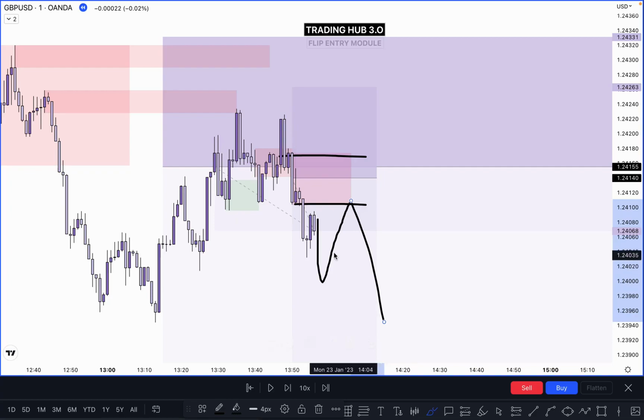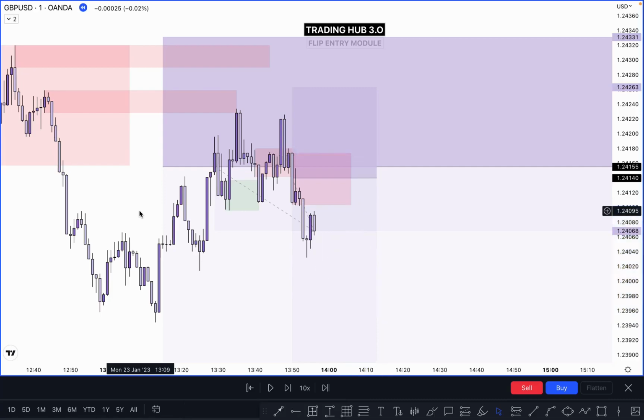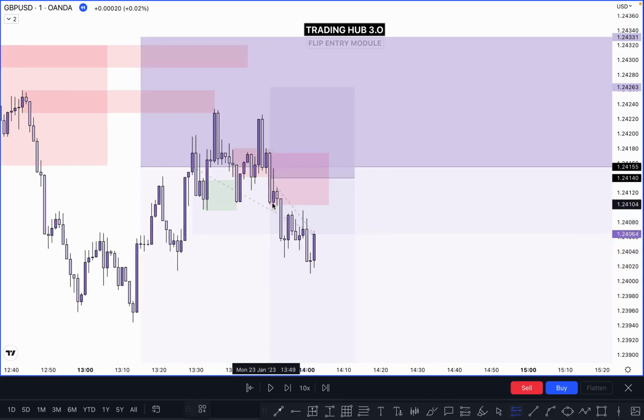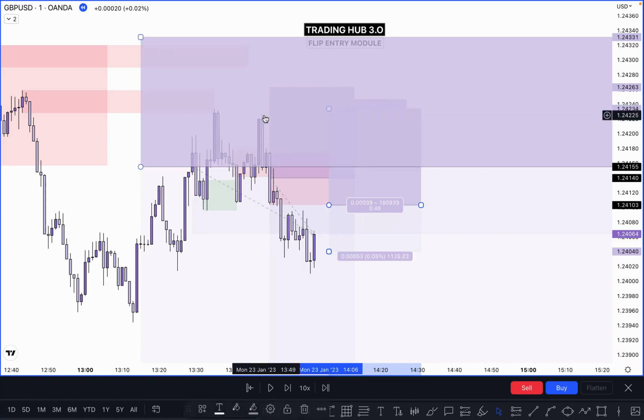Okay, so this one is our valid entry based on the flip entry module, flip with inducement, right? So let's see what happened next after this one. This one is our flip. Okay, demand converts into supply. So this one is our first entry. And where is our stop loss? The safer side stop loss is just over it.